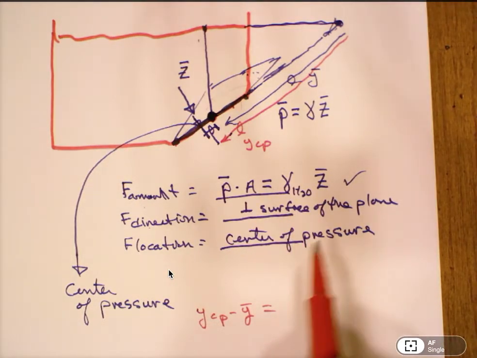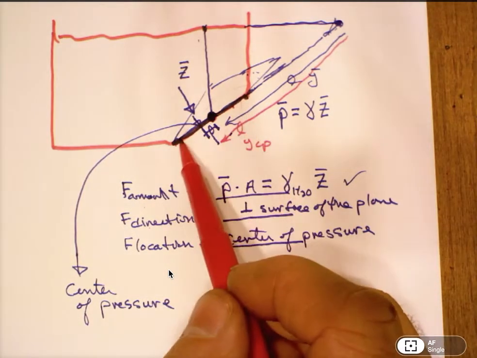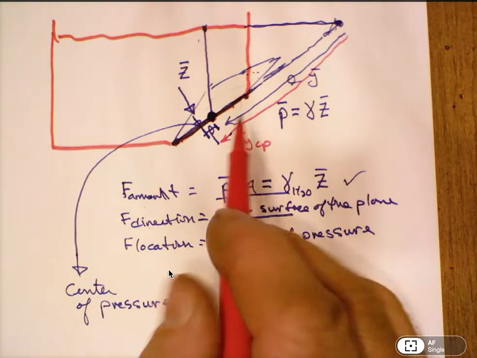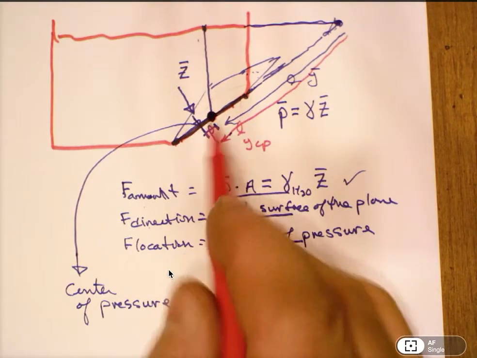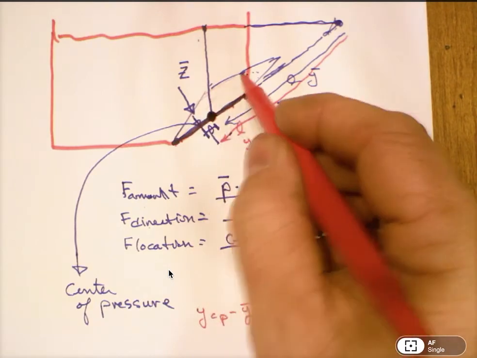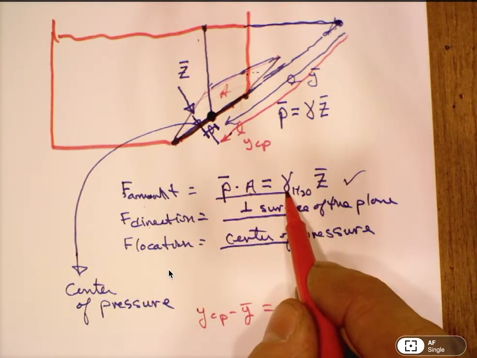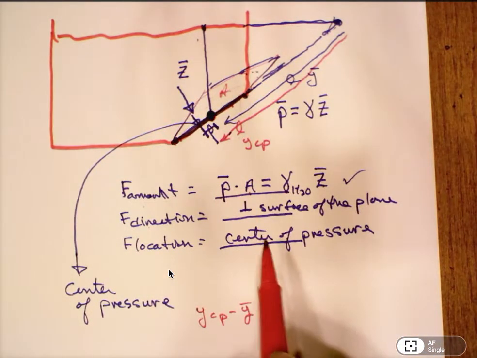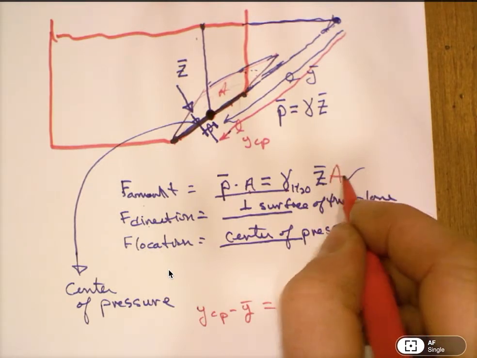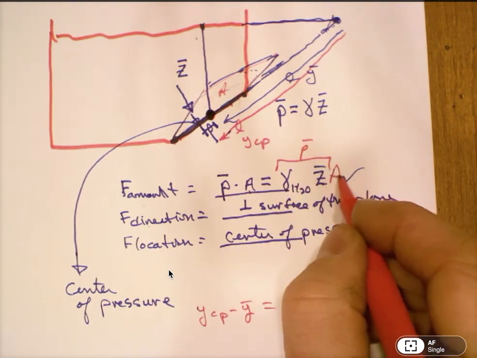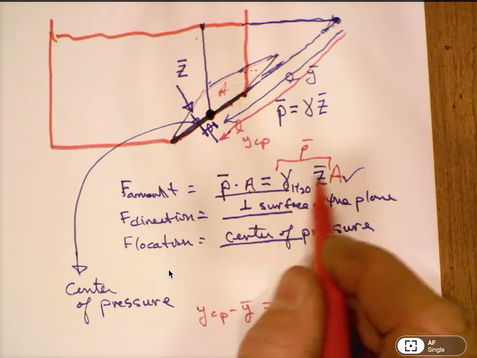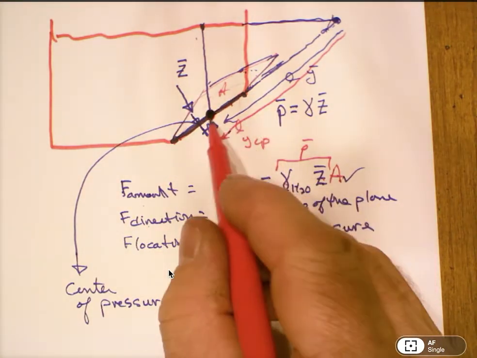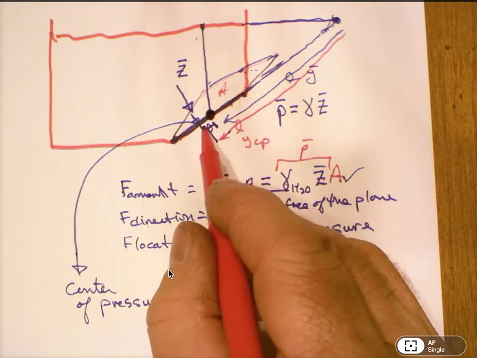The point here, the summary, is that when you have a submerged surface, it has a force acting on it. That force is equal to the pressure at the centroid of the surface times the area of the surface, which is gamma of the fluid times the z bar, the depth of the centroid, times A. So this is P bar, and we needed to have an A out there. So P bar times A is gamma z bar times A. That force will be perpendicular to the surface, and it'll act at the center of pressure, which is someplace down here.